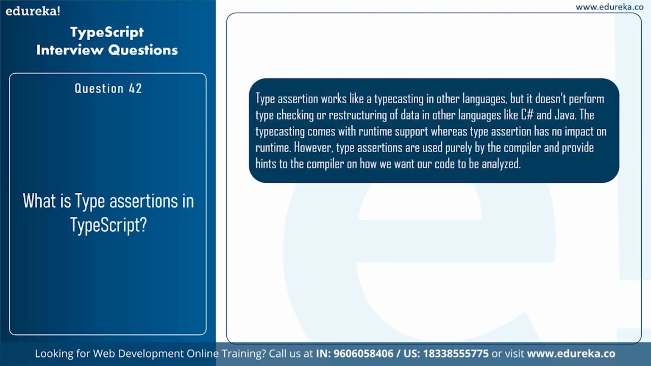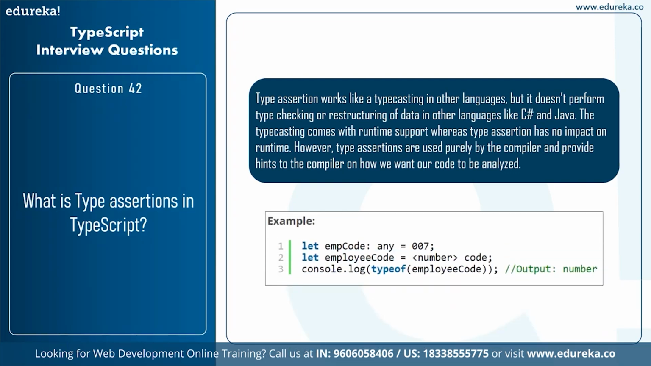Now, type assertion works like type casting in other languages, but it does not perform type checking or restructuring of data like in other languages such as C# and Java. Now, type casting comes with runtime support, whereas type assertion has no impact on runtime. However, type assertions are used purely by the compiler and provide hints to the compiler on how we want our code to be analyzed. For example, we take let employeeCode and give the data type as any, so we can pass either a string or a number or any data type. Then we have the employeeCode, which is a number code. Now, when we take the typeof our employeeCode, the output will be number here, because we have specified a type. Now, let's move on to the next question.